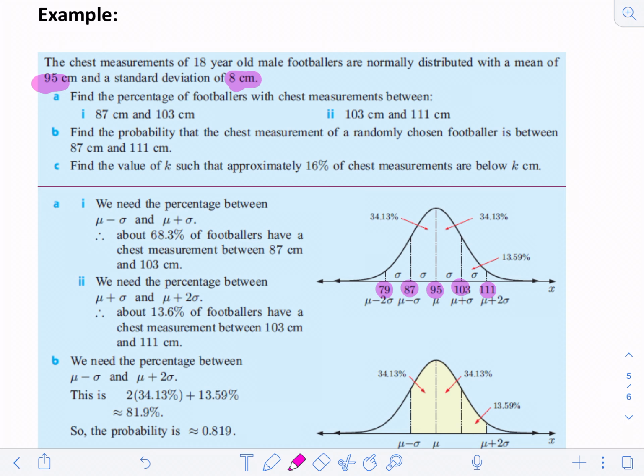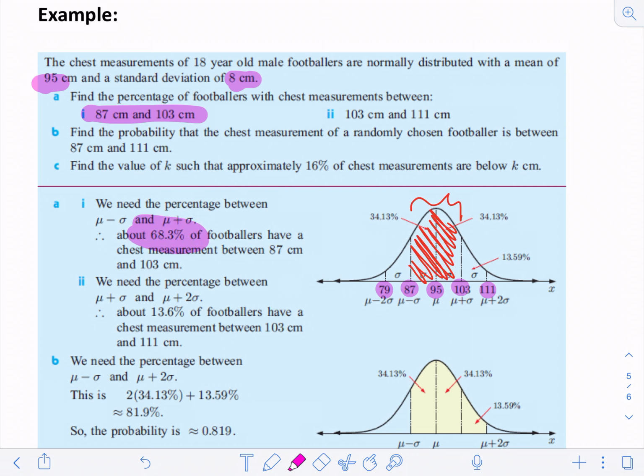So the first question is, what is the percentage of the footballers with a chest measurement between, ridiculous example, 87 and 103? Well, 87 and 103, that is right here. That's this distance, and it's going to be the distance of one standard deviation. Well, we already figured that out. We know that that's going to be, as it says here, 68.3%.